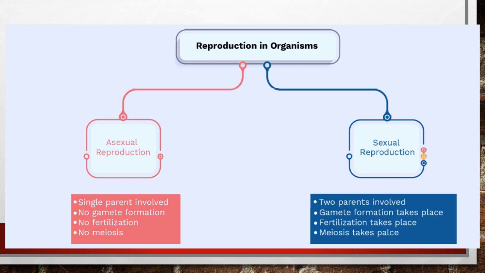But in sexual reproduction, both the parents are involved. They produce gametes, male gamete and female gamete. Fertilization takes place. Both the gametes fuse with each other to produce a zygote. Then the zygote grows to form an embryo. Then from the embryo, a new individual is formed. So this is the basic difference between sexual and asexual reproduction.